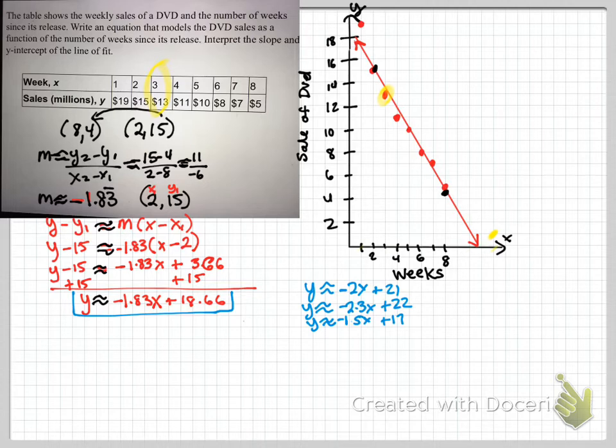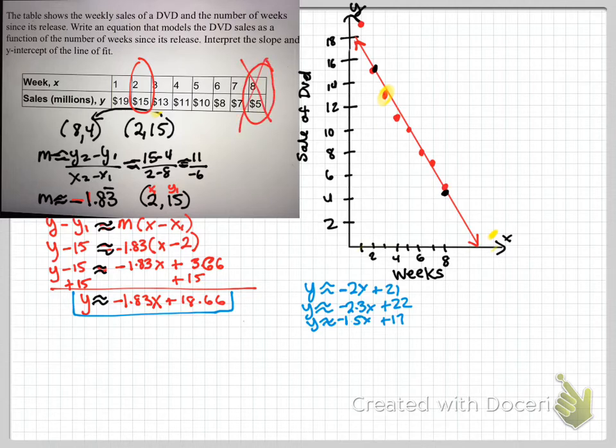Some people chose 7.7. Some people chose 8.5. But I chose one of my data points that is on here, the 215 that I chose. But my other one is close to this, but it's not this.